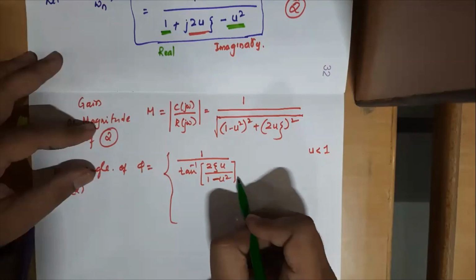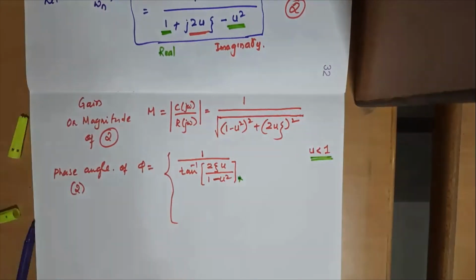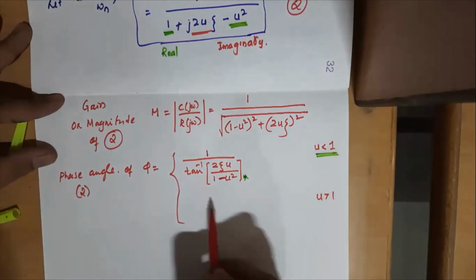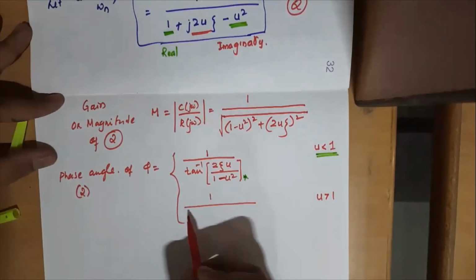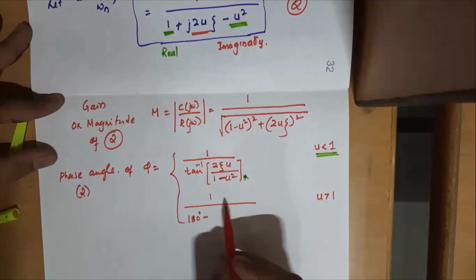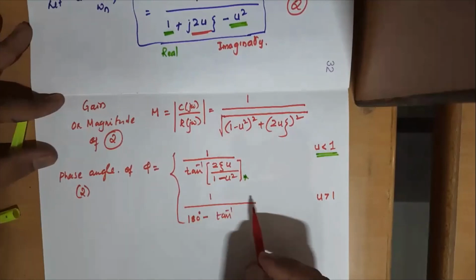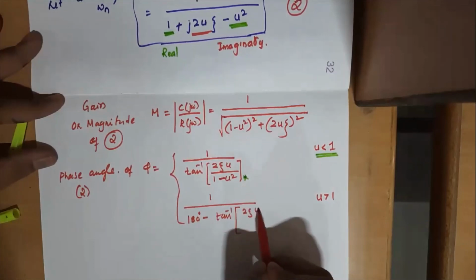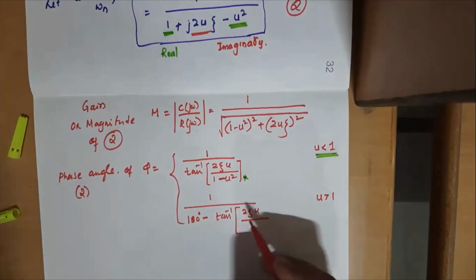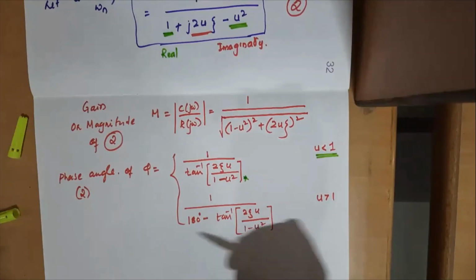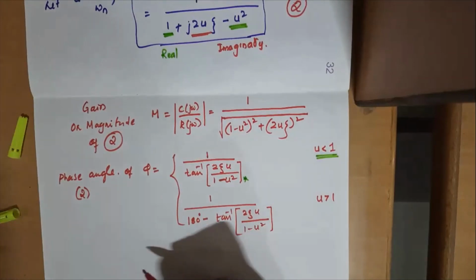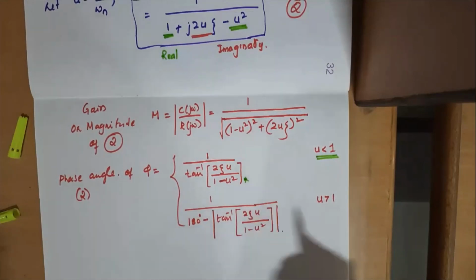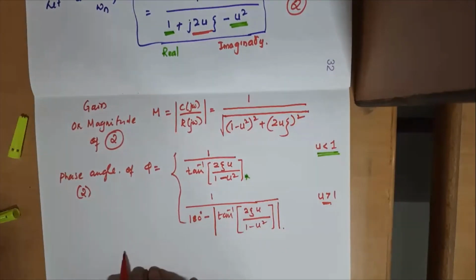Now, what is the scenario if u is greater than 1? If u is greater than 1, obviously the real value is negative. So when the real value is negative, it lies on the 180-degree line. So our phase angle now is 180 minus tan inverse of 2 zeta u divided by either u square minus 1, or take only the magnitude by writing 1 minus u square. Both are fine.